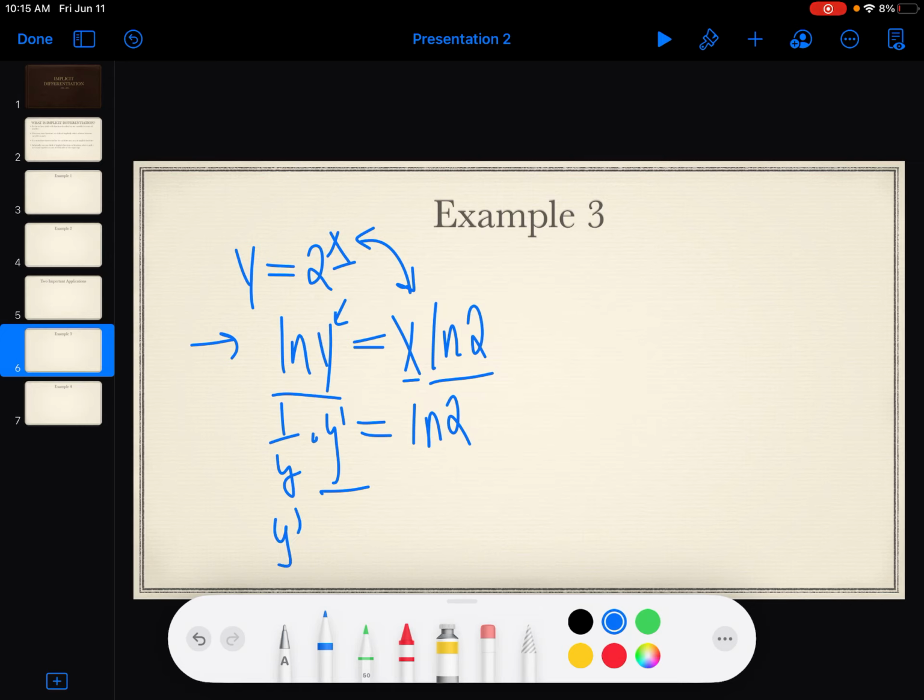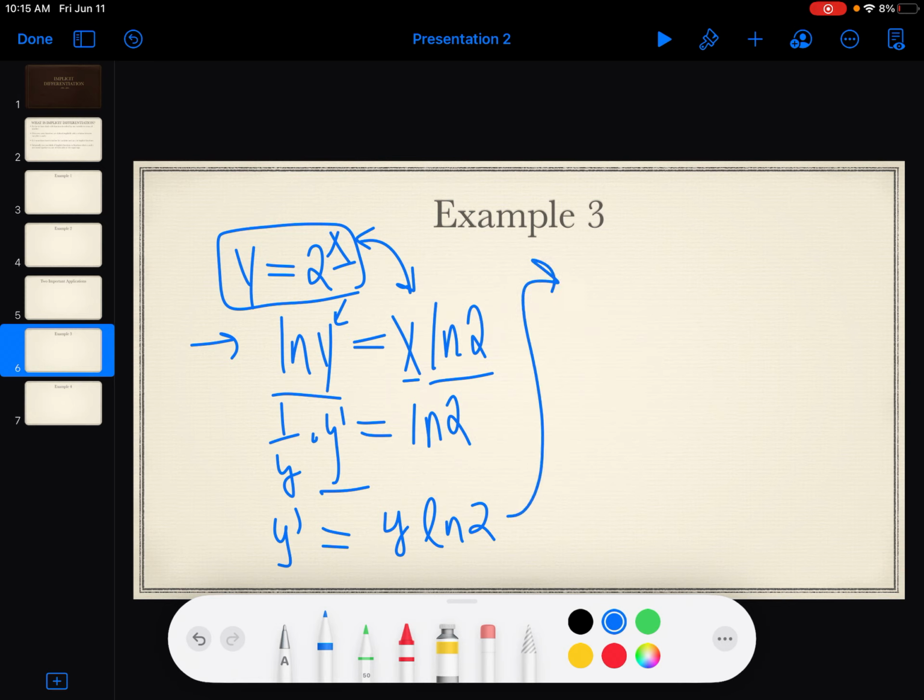Now let's isolate for y prime. y prime is equal to y ln 2. We're not done yet though. What is y equal to? Well, y is right at our start. y is equal to 2^x. So what is y prime equal to? Substitute 2^x for y, and we just get this. We're done. We took the derivative of an exponential function. That is our first application.